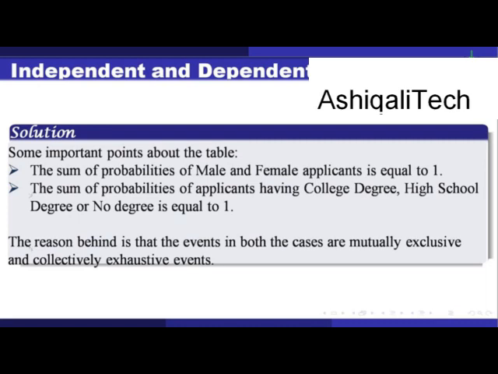Dear students, some important points about the previous table are: number 1, the sum of probabilities of male and female applicants is equal to 1. The sum of probabilities of applicants having college degree, high school degree or no degree is also equal to 1. The reason behind this is that the events in both cases are mutually exclusive and collectively exhaustive.